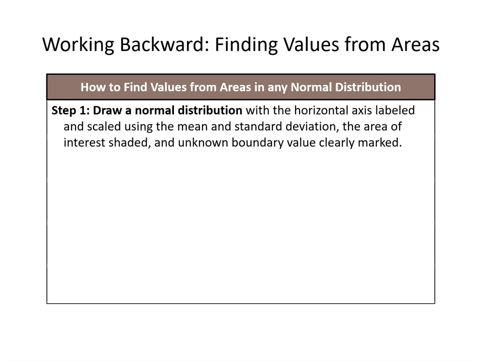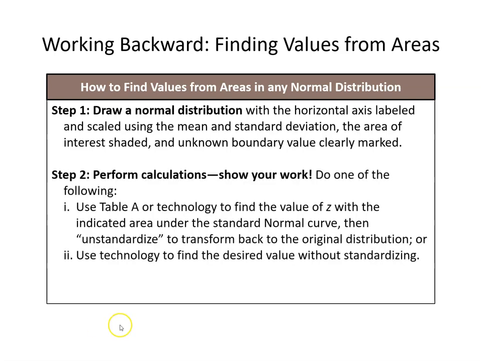You're still going to go through a 3-step process here, and the steps are very similar, but there is a little bit of a difference, and there's a different calculator step involved. So the first step is the same. Essentially, you're going to draw the normal distribution with your horizontal axis labeled and scaled, the area of interest shaded, but now your boundary value is unknown, but you can clearly mark it as something you don't know and want to find. From there, you're going to do your calculations.